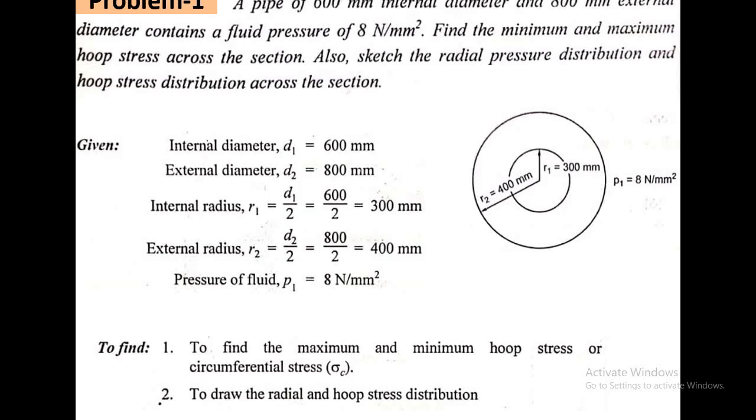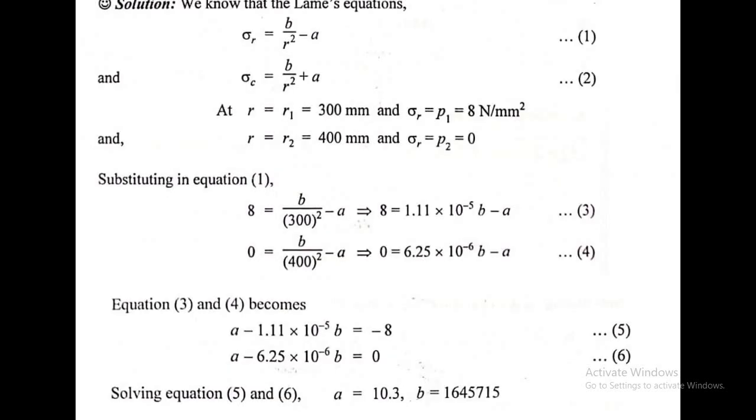So they have given D1, D2, so we can find r1, r2 from that. And the pressure of the fluid, p1, is 8 Newton per millimeter squared. So they are asking for the hoop stress sigma c, and they are asking to draw the radial and hoop stress distribution. So we know the formula for radial stress and hoop stress.